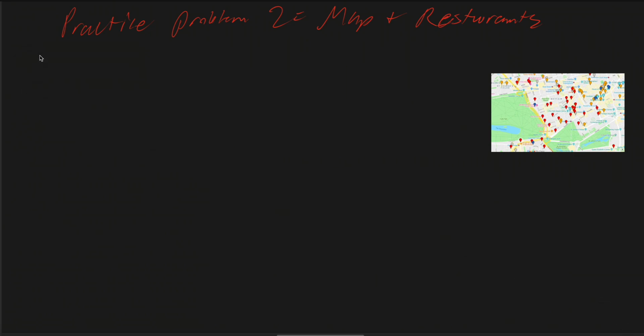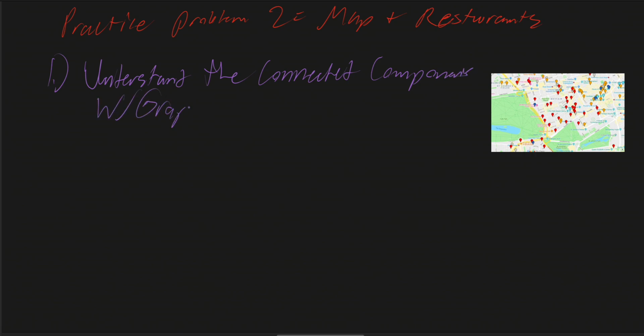In our second practice problem, we're focusing on a map for restaurants using a graph data model. The number of steps that we have to do, I'm just going to go straight into the steps. The first step that we have to do is understand the connected components within the graph data model.